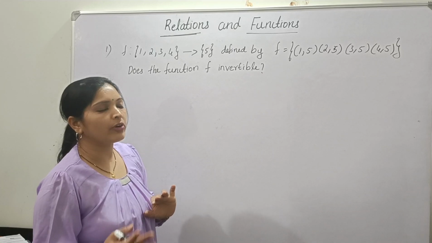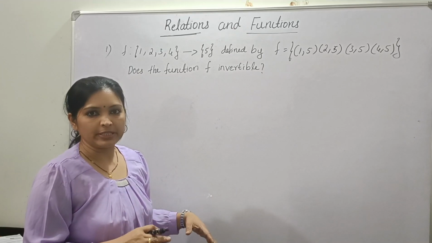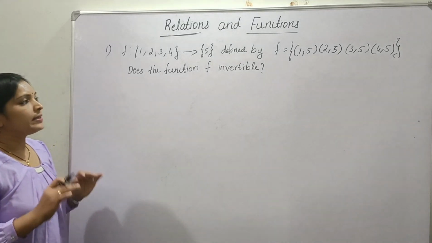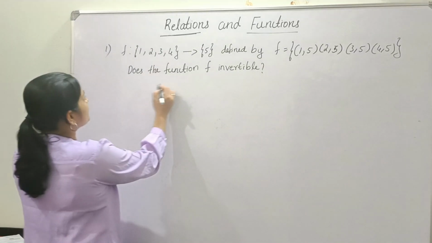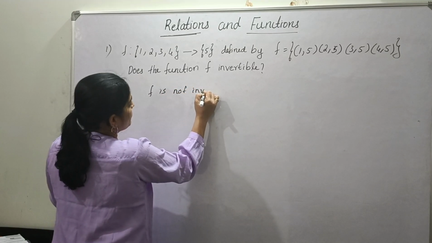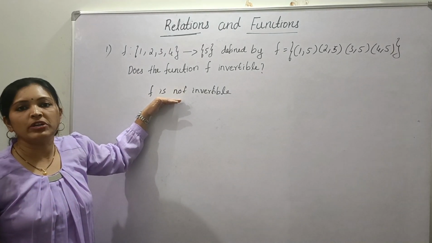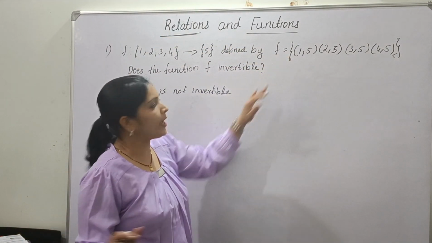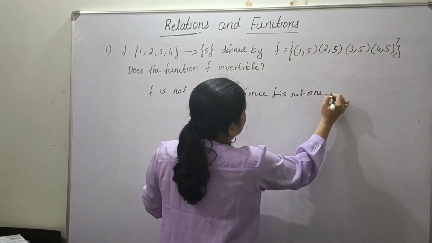See, what is a 1-1 function? A 1-1 function, that is, distinct elements have distinct images, distinct pre-images. So here this 5 has more than one pre-image, therefore this function is not a 1-1 function. Therefore this function f is not invertible. That means this function f has no inverse function. Why? Because this function is not a 1-1 function, since f is not 1-1.